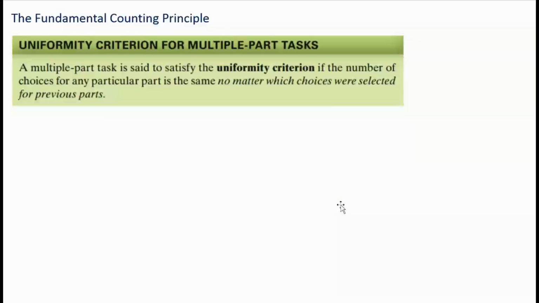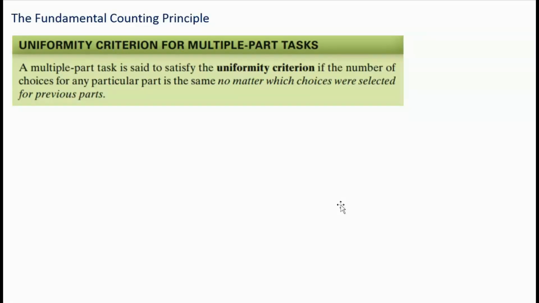The uniformity criterion for multiple part tasks. So this is that uniform thing first. It says a multiple part task is said to satisfy the uniformity criterion if the number of choices for any particular part is the same no matter which choices were selected for previous parts.